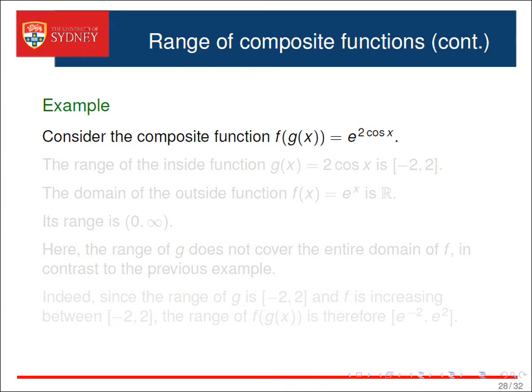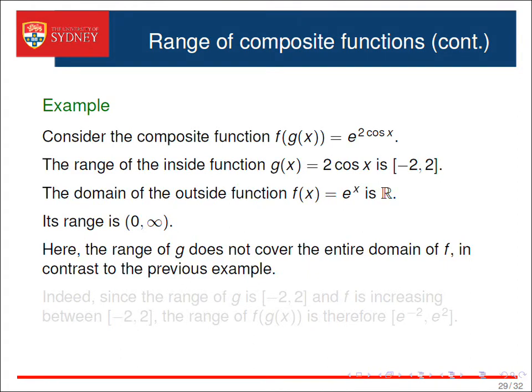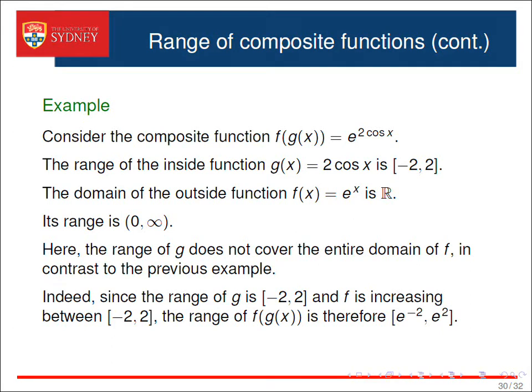Let's now look at an example of the second situation. Consider the composite function e to the power of 2 cos x. Here, in contrast to the previous example, the domain of the outside function f is the set of all real numbers, which is certainly not a subset of the inside function's range. Indeed, since the range of g is the small interval of real numbers from -2 to +2, the range of f composed with g will be the range of f on this restricted domain only.